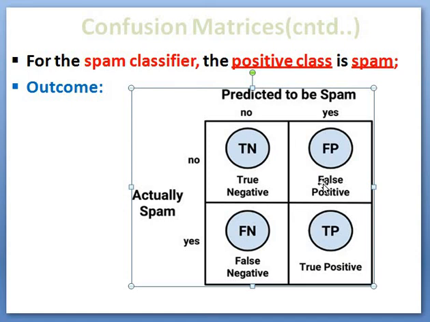Incorrectly classified, so it will become false, but it is classified as positive value, so false positive. Actually it is yes, but is incorrectly classified as no, so it will be false negative. So this is correct classification, yes yes, so true positive.